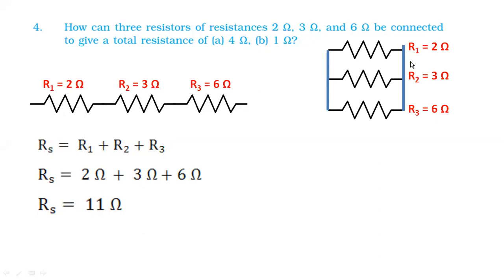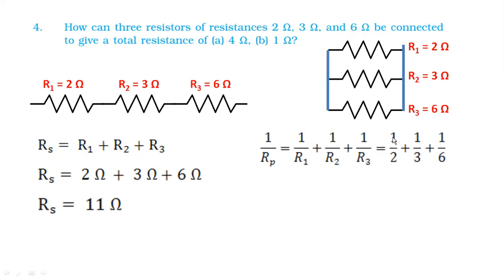That would be R1, R2 and R3. So these are connected in parallel. Now again use the parallel formula. What is the parallel formula? 1 by Rp is equal to 1 by R1 plus 1 by R2 plus 1 by R3. Put the values there. So it would be 2, 3 and 6. What is the next procedure? We take LCM. Okay? Let us take LCM as 6. So I have taken LCM as 6.